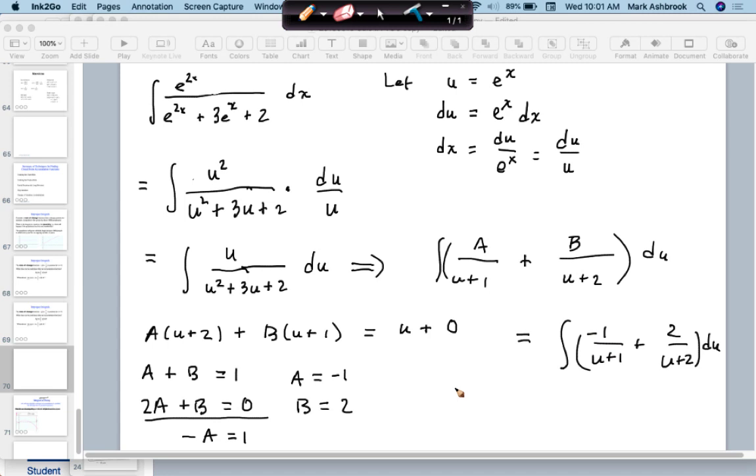Okay, and so then I'm ready to take the antiderivative, which is negative natural log of u plus 1 plus 2 times. Okay, is that the answer?